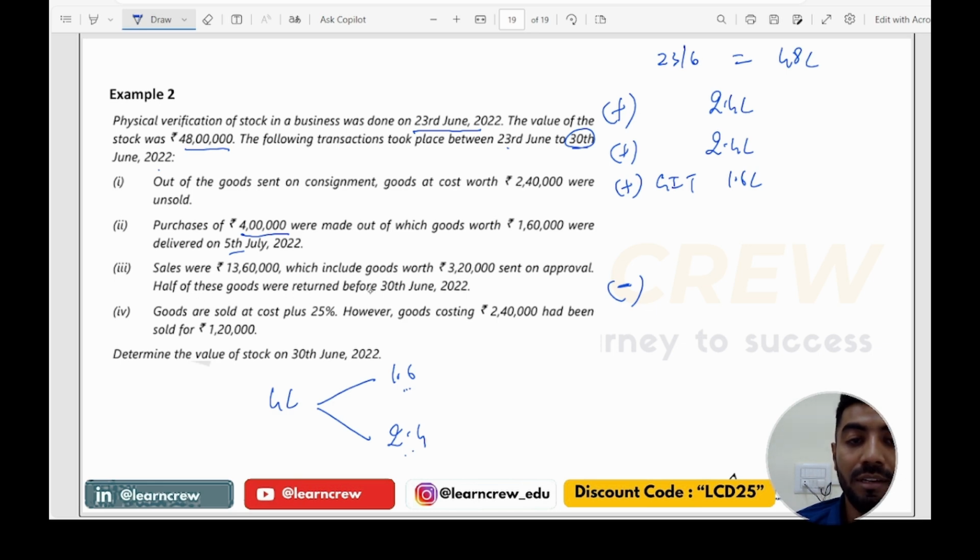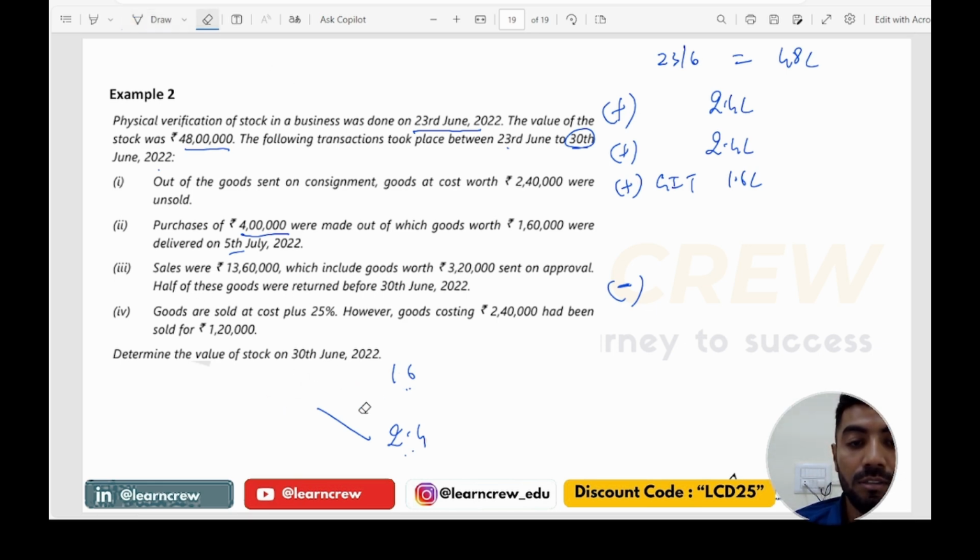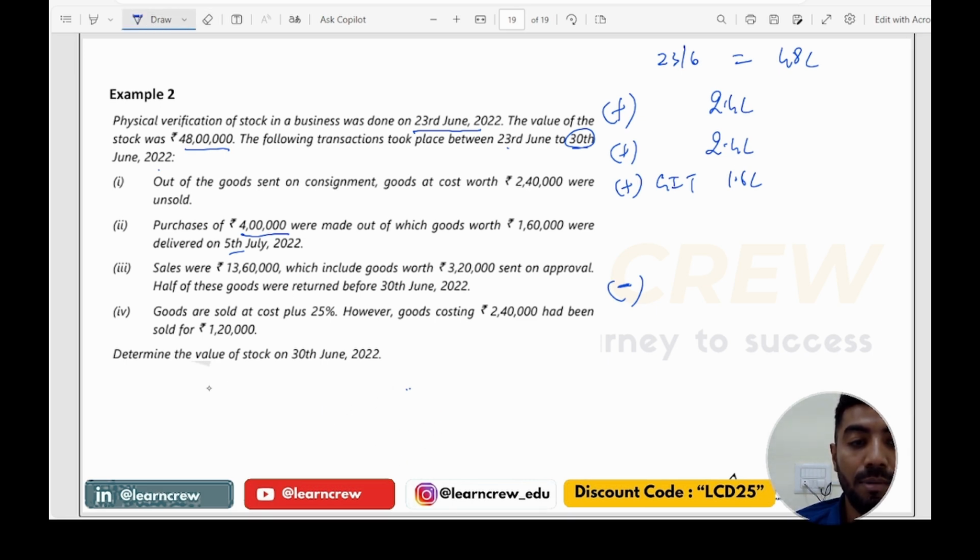Then sales were 13,60,000, which includes goods worth 3,20,000 sent on approval basis. Half of the goods were returned before 30th June. So the sales we have made is 13.6 lakh. This includes 3.2 lakhs sent on approval. In 3.2 lakhs, we have two bifurcations. Half has been returned, that is 1.6 lakh, 1.6 lakh. One half is to be considered as sales. The remaining half is not to be considered as sales because it's returned before 30th.